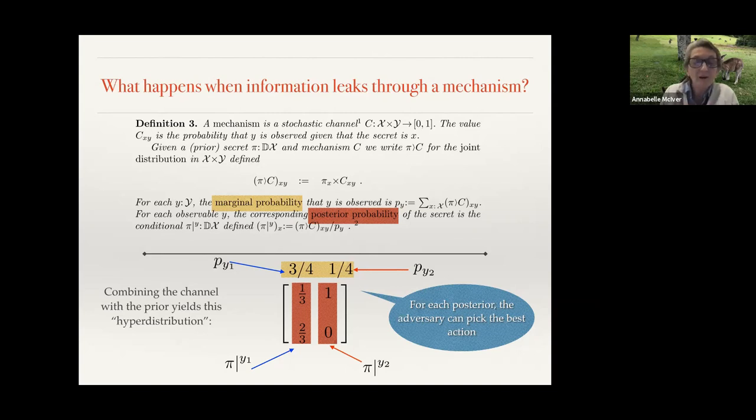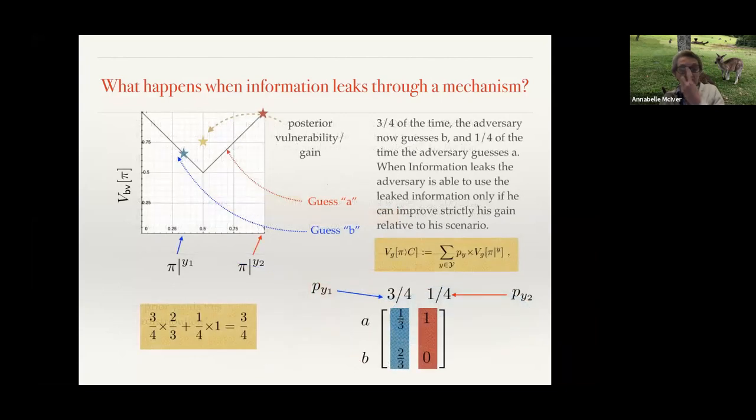Now, the way that I have highlighted these posteriors and marginals just gives a little bit of nice structure that we will use when we come to using the probability monad for modeling all of this. You should think of this as a distribution of distributions, which is why we call it a hyperdistribution. There's an outer distribution, which is the marginal, the probability of the observations, and for each observation, we have a posterior probability. We'll see that structure preserved in the category theory that we use later.